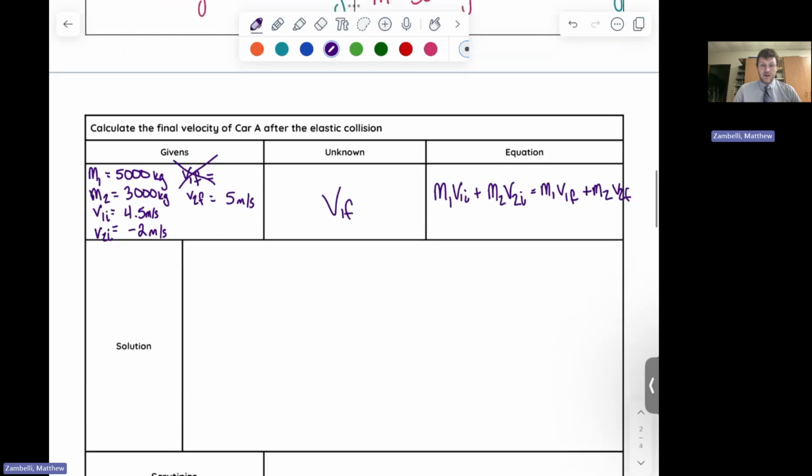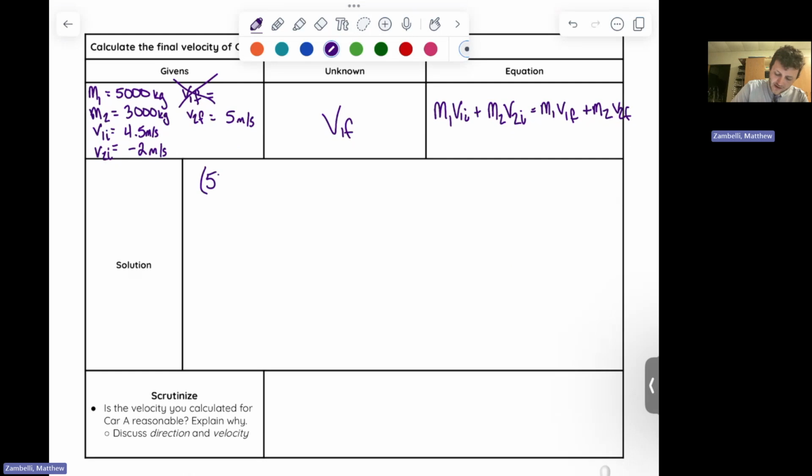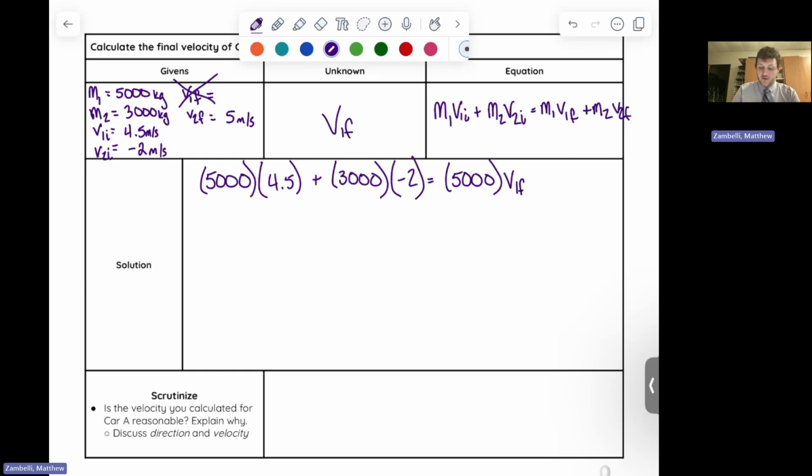Now that we have one missing variable, we're going to plug into our equation, just like we've always done. We know the mass of car 1 is 5,000 times the velocity of car 1, which is 4.5 meters per second before the crash, plus the mass of car 2, which is 3,000 times the velocity of car 2, which is negative 2 meters per second before the crash, equals the mass of car 1, which didn't change, so it's still 5,000, times our unknown velocity of car 1, so we're going to leave it as V1 final, plus the mass of car 2, which is 3,000, times the final velocity of 5 meters per second.